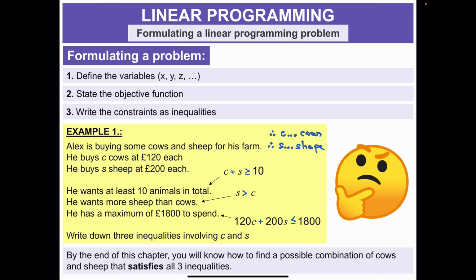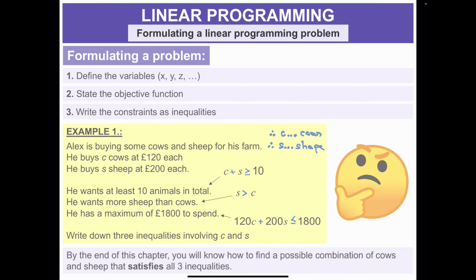By the end of this chapter, when we finish the next lesson, you should be able to find a possible combination of cows and sheep that satisfy all three inequalities, and later we will also be looking at the possibilities of how to maximize or minimize the objective functions stated.